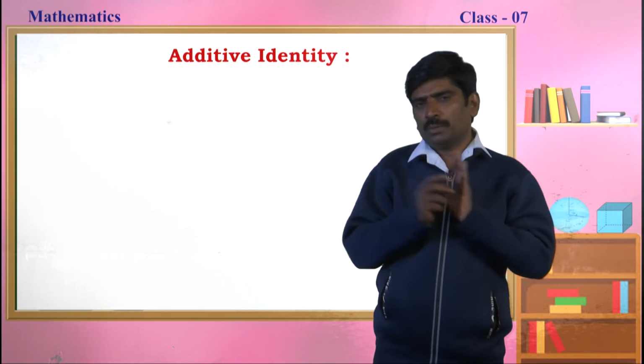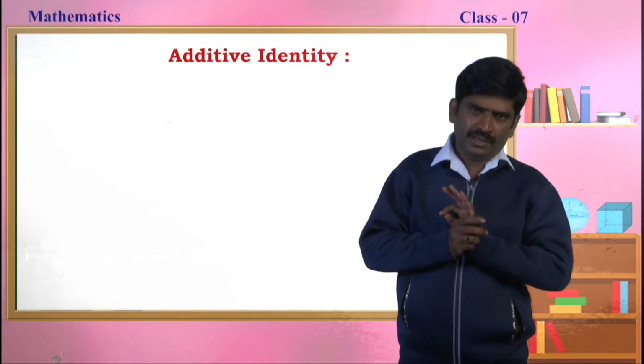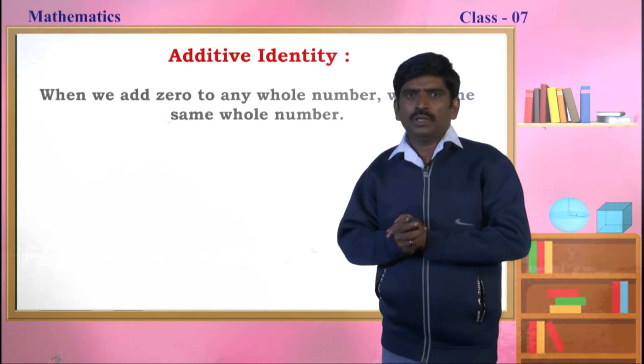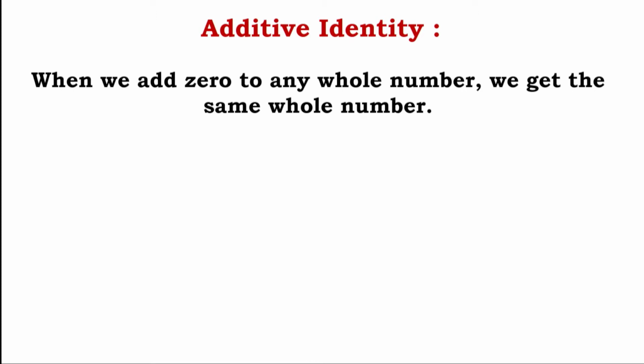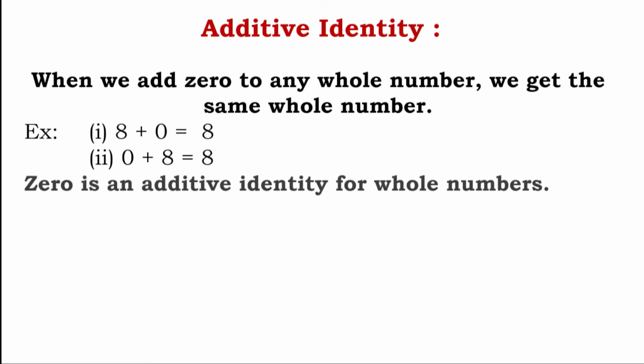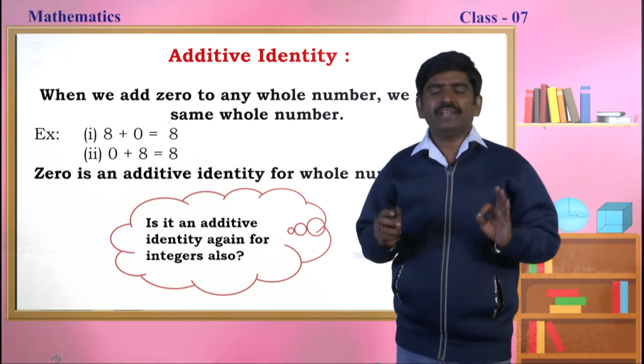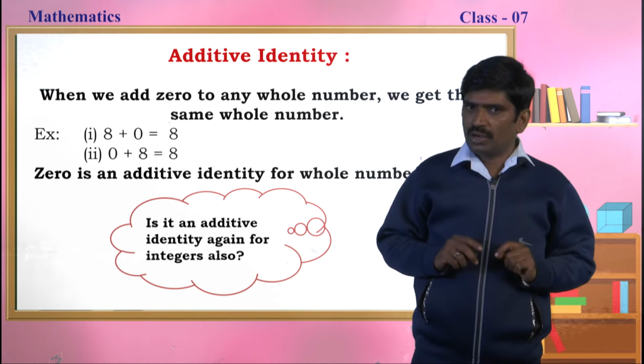Next property, that is additive identity. The additive identity means when we add 0 to any whole number, we get the same whole number. That means 8 plus 0 is 8, 0 plus 8 is 8. The 0 is an additive identity for whole numbers. Same for integers, it is an additive identity again for integers also.